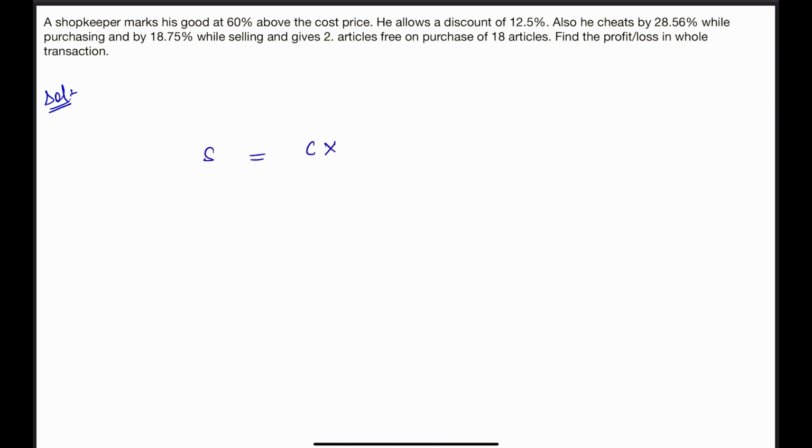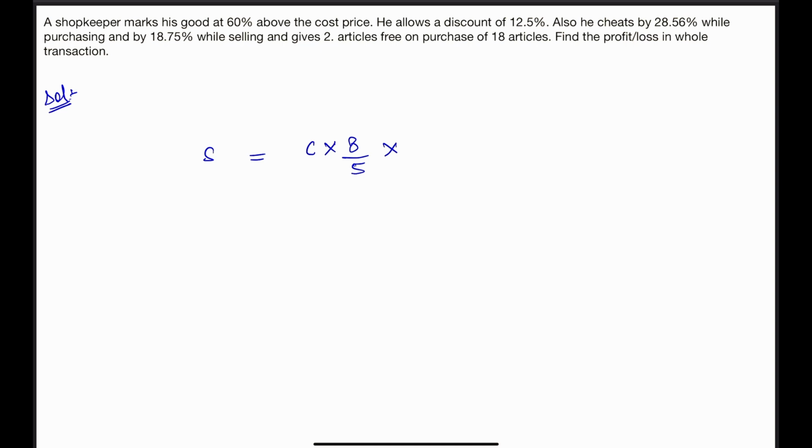cost price. So what is he doing? He has marked his cost 60% above. 60% is 3 by 5. So my multiplication factor is 1 plus 3 by 5, that is 8 by 5. 8 by 5 multiply. He also allows a discount of 12.5%.